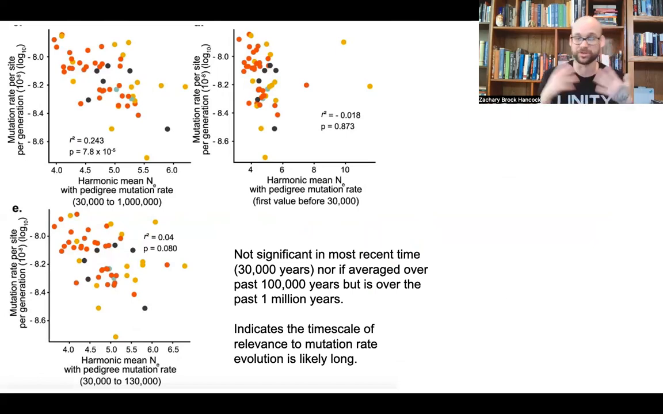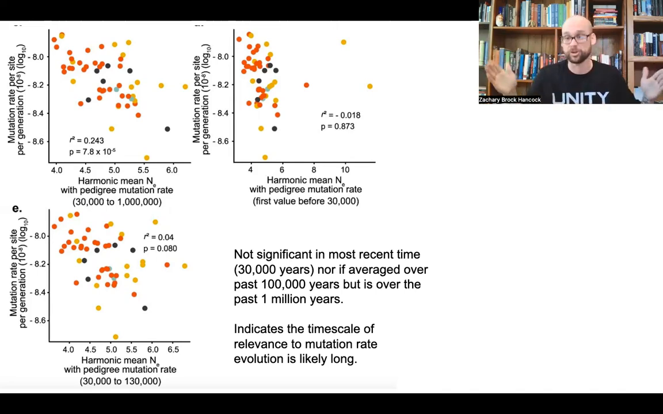Right. So again, what this indicates is that the mutation rate tends to evolve at much bigger timescales. So on the timescales of a million years, as opposed to on the timescales of 100,000 years. So that's not enough time for selection to be driving the mutation rate. It takes a much broader time span.